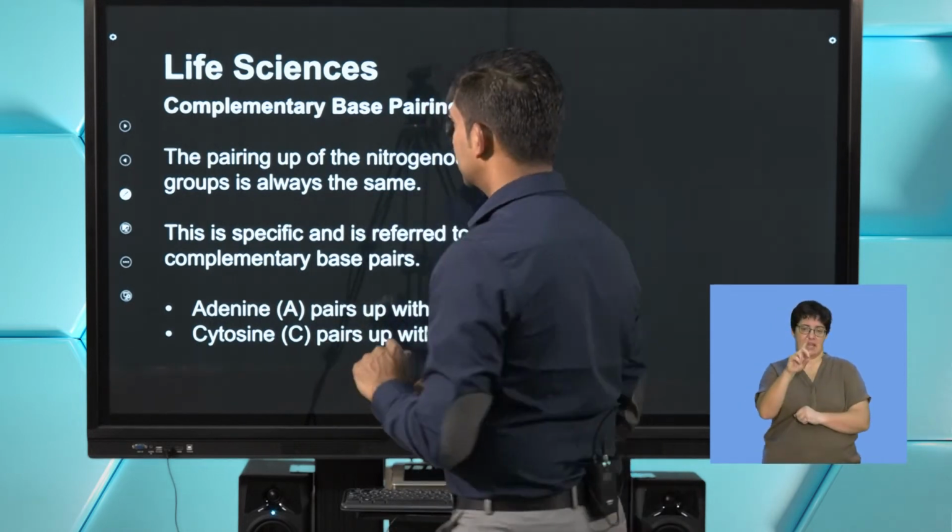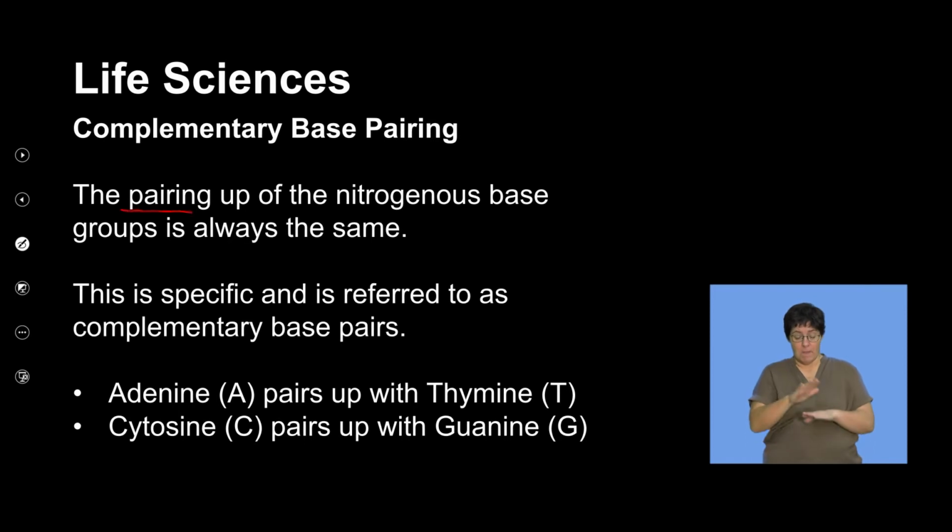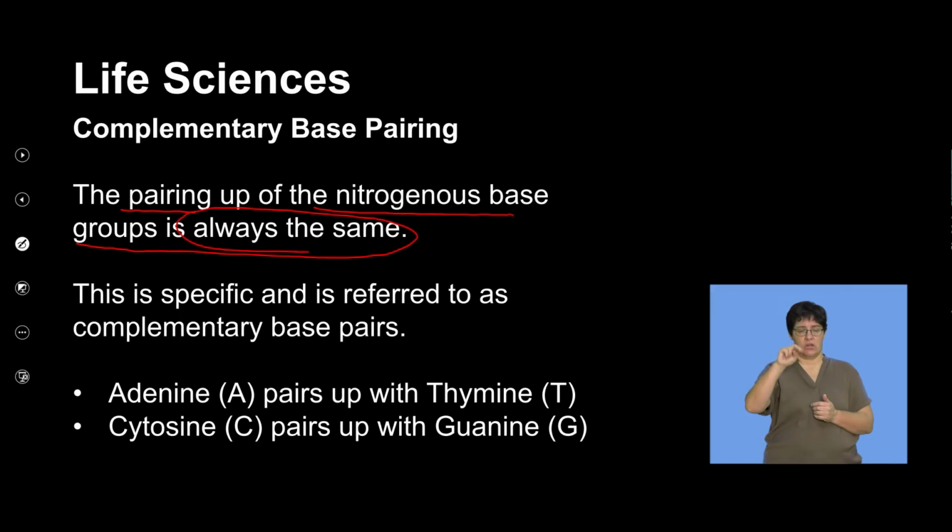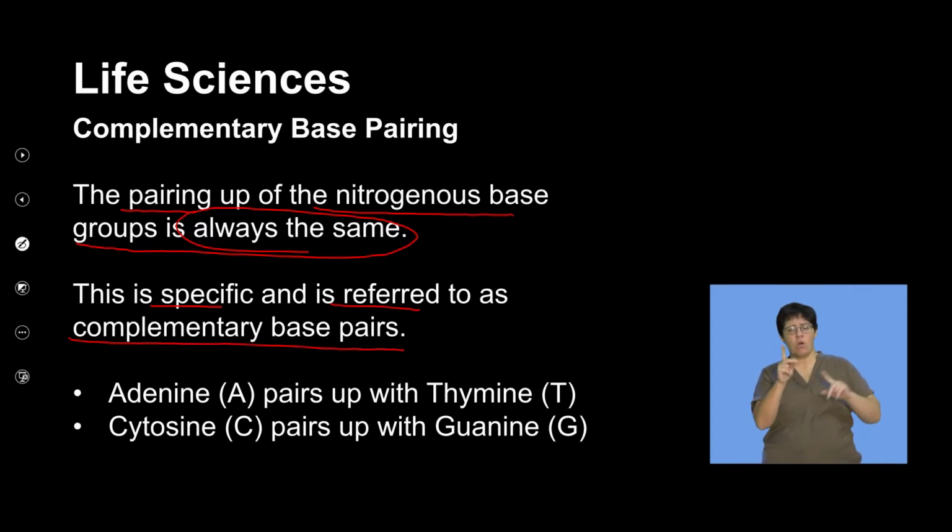So let's unpack that. These base pairs of nitrogenous bases always pair up in a similar complementary pattern. This is specific and is referred to as complementary base pairs. I'm going to pause here and give you a chance to look at what I mean by this. Essentially, your complementary base pairing refers to the following: in a base pair, adenine will always pair up with thymine, and likewise, cytosine will pair up only with guanine.